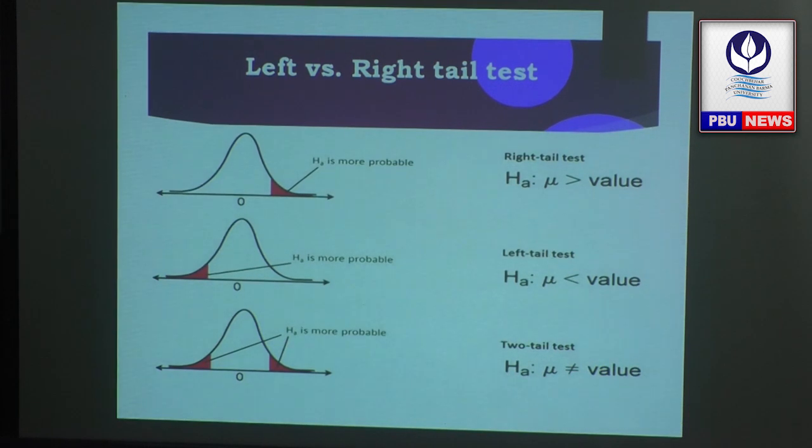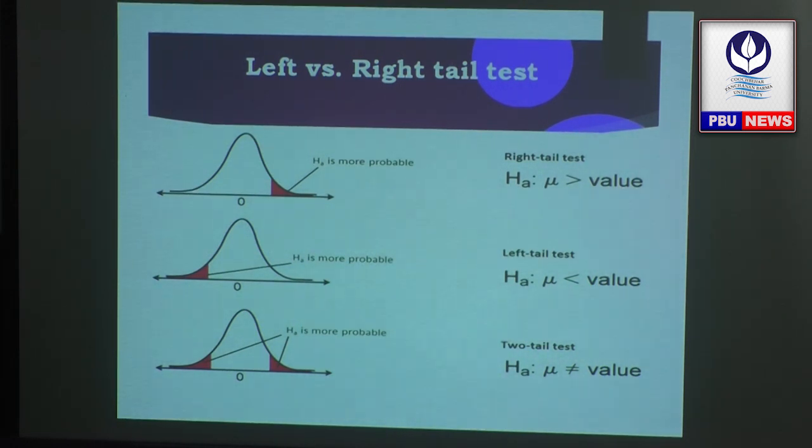Similarly, in the second picture, on the left-hand side, this is a red portion, this is a critical value. Here the alternative hypothesis is mu less than mu 0. This is a left tail test. And for both sides, mu not equal to mu 0, both sides exist in the normal distribution. This is a two-direction method.